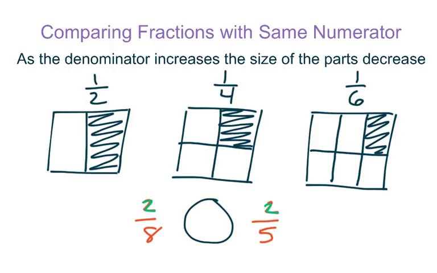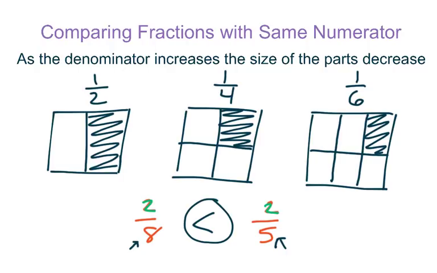This set of information helps us identify which of these fractions is greater. So as our denominator increases, the size of those parts decreases. The size of my parts, if an object is split into eighths, is going to be less than the size of the parts if the object is split into fifths. So 2/5 is going to be the greater fraction because its parts are larger and we're getting the same amount.